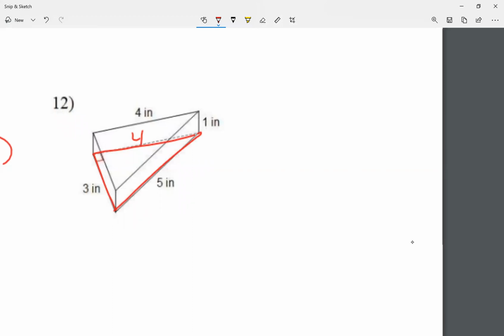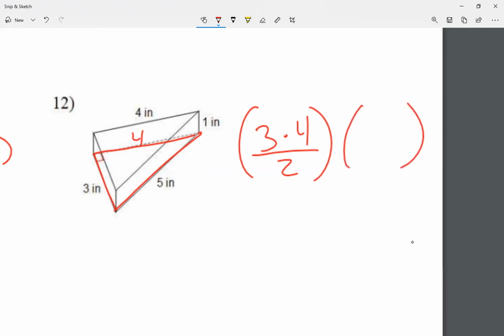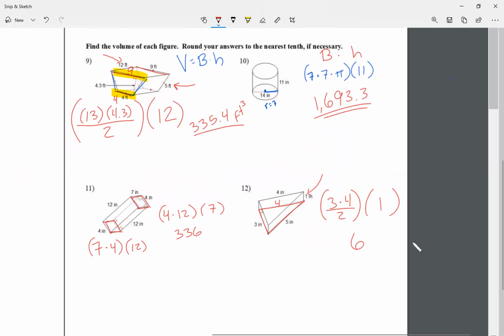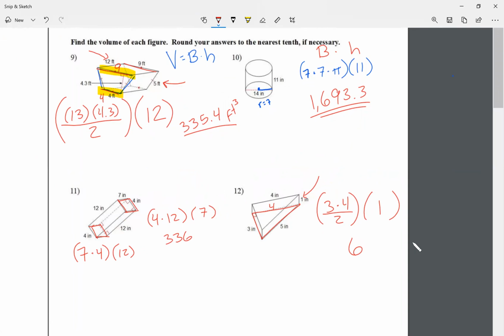So for my triangle, I know I have to multiply the two numbers that make the 90-degree angle. So 3 times 4. But because a triangle is half of a rectangle, I'm going to go 3 times 4, and all of it is divided by 2. So 3 times 4 divided by 2, that's the area of the base, right? The area of my triangle. Now the height, I'm going to use the number that has nothing to do with my triangles. The distance between my two triangles, which in this case happens to be 1. I'm looking at this 1. All right, so I'm going to go 3 times 4 divided by 2 times 1. My answer in this case happens to be 6. For volume of prisms and cylinders, I'm just going to go area of the base times the height.